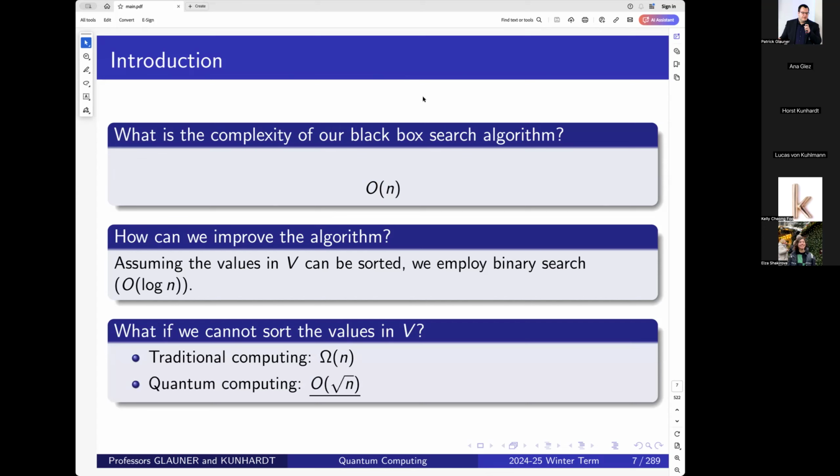But with a quantum computer, and this is where quantum computing becomes interesting, we can solve this in O of square root n time. We can do the black box search with a quadratic speedup compared to classic computing, because it's not O of n, it's square root of n.